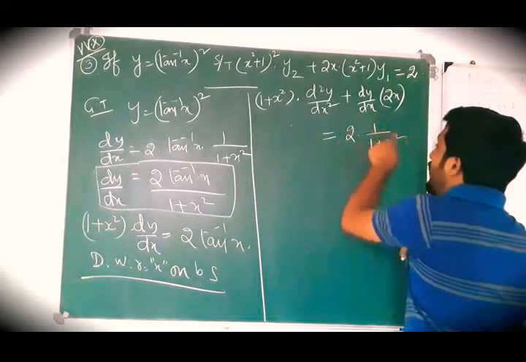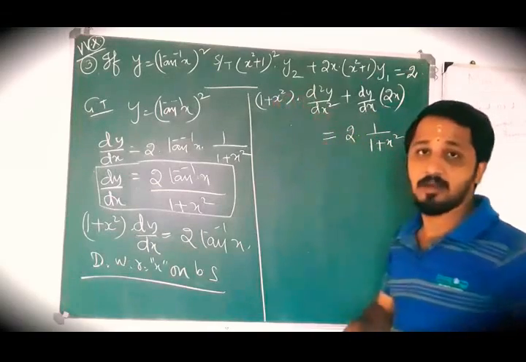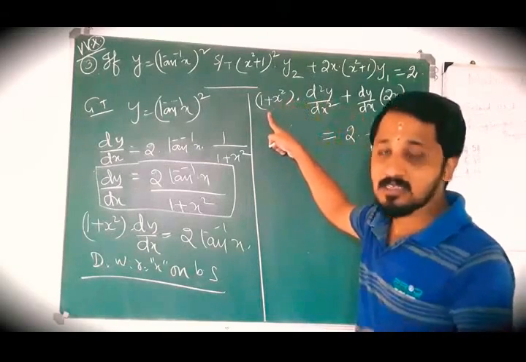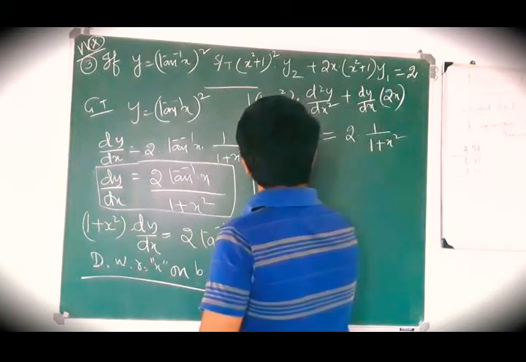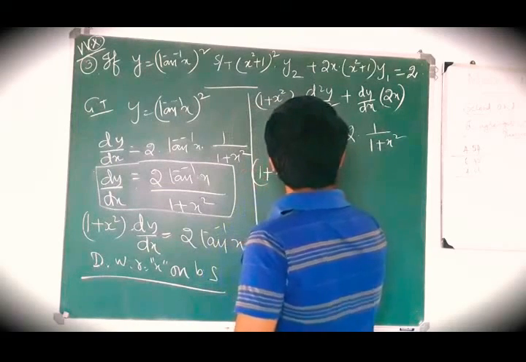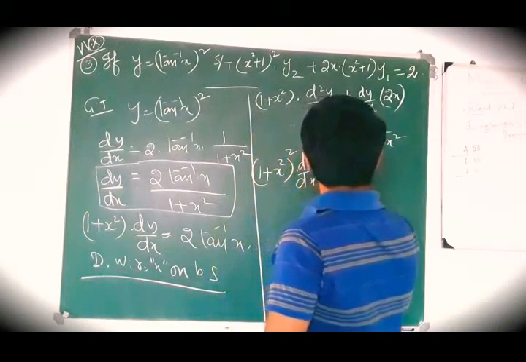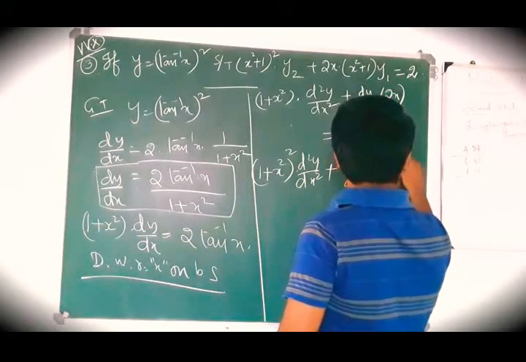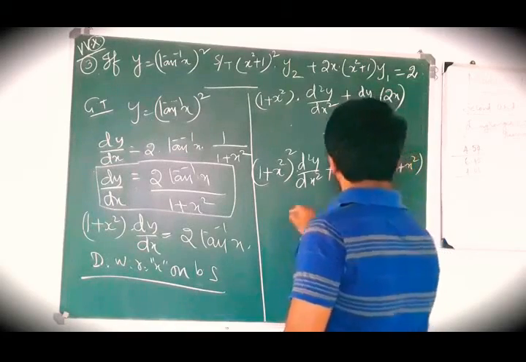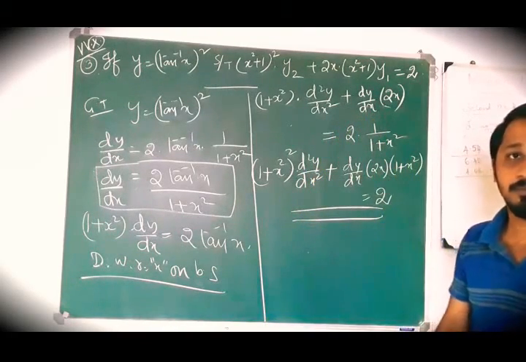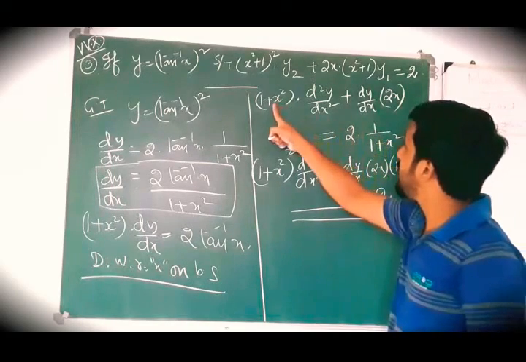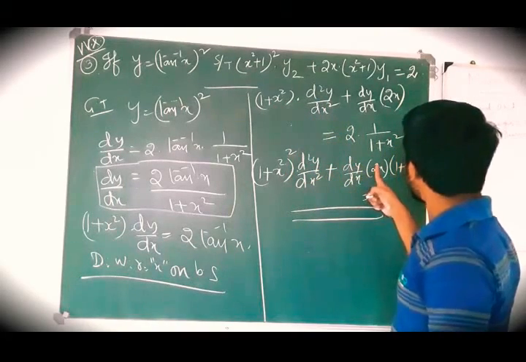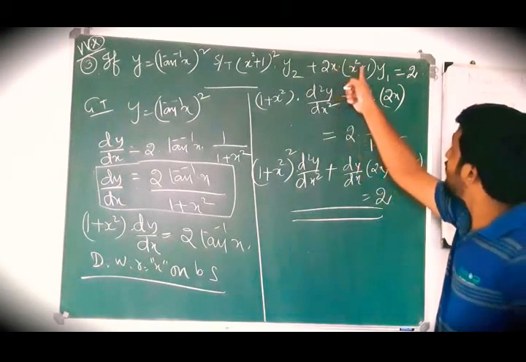I am going to take this 1 plus x square over to the left hand side. The denominator 1 plus x square, I am going to multiply with the left hand side, so that you will get 1 plus x square the whole square d square y by dx square plus dy by dx into 2x into 1 plus x square is equal to 2, which is the required result. Listen here, 1 plus x square, if I am multiplying over here, you will get the whole square, and d square y by dx square plus 2x into 1 plus x square into dy by dx, that's what we want here, is equal to 2.